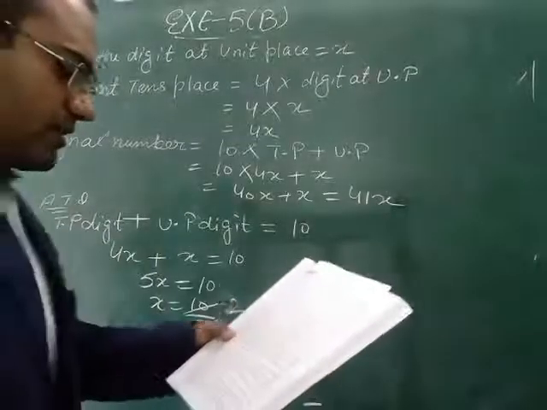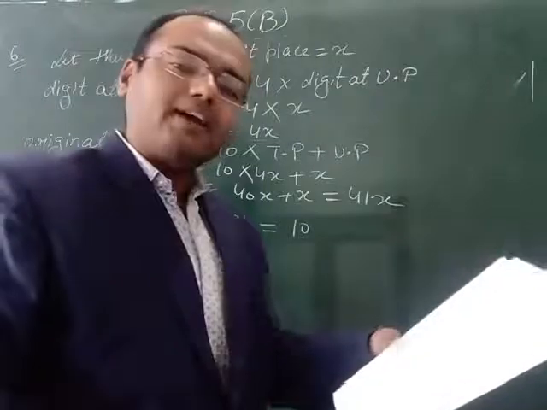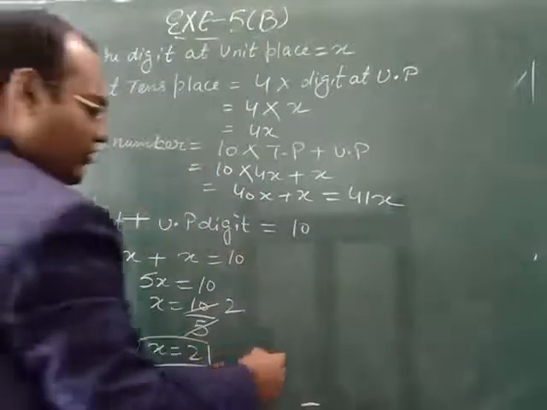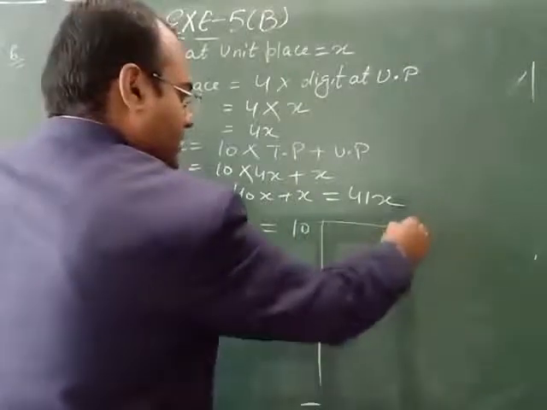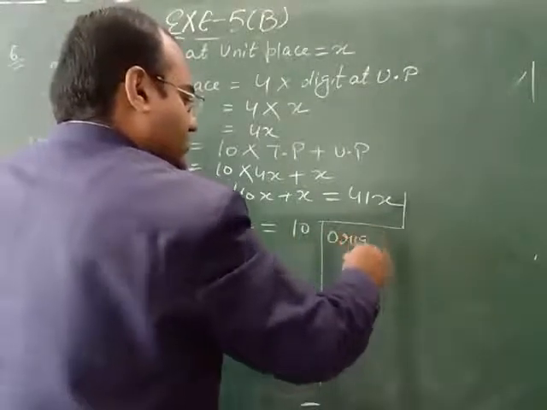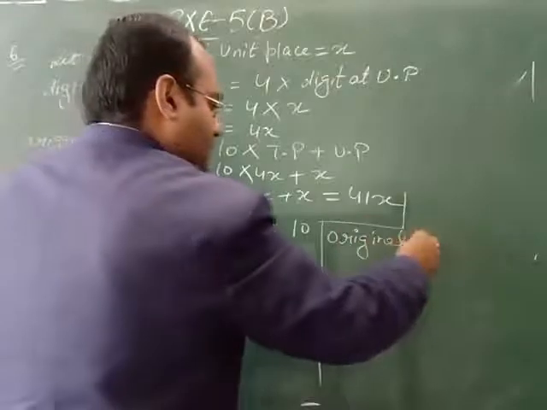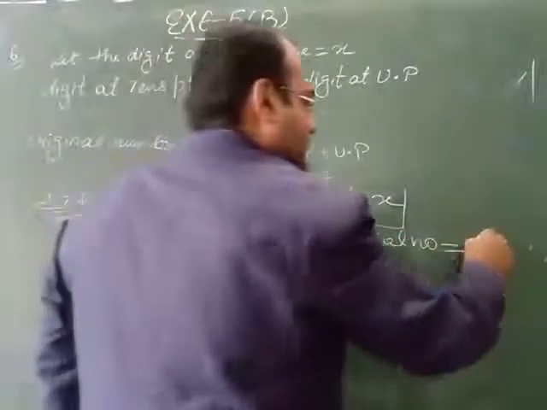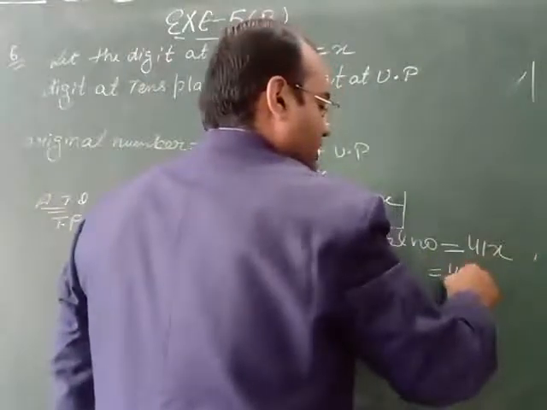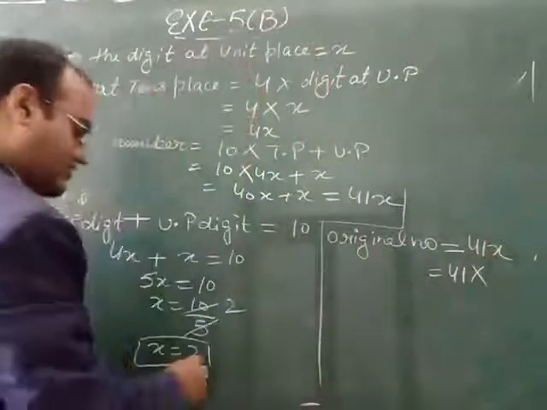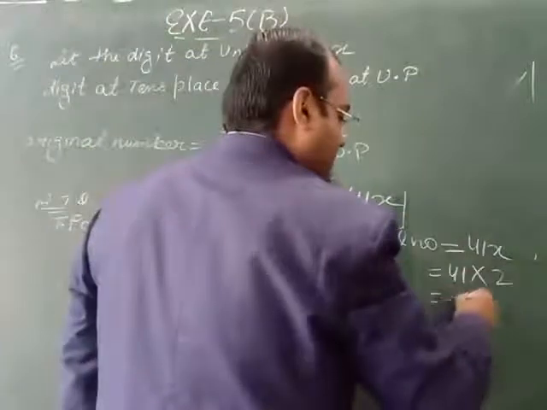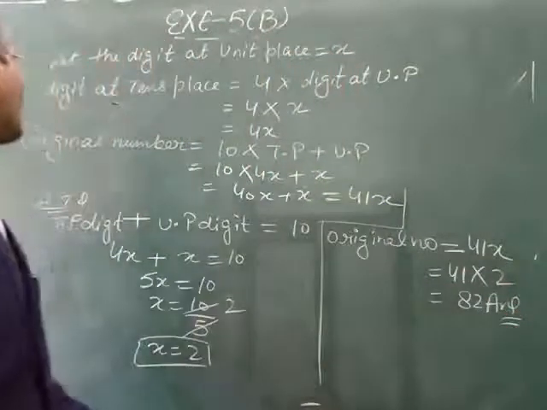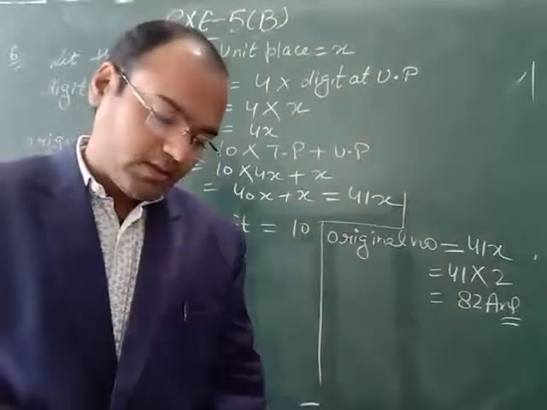What do you have to find? Question, find the number. What is the number? This is the number, original number. So now we have to write the answer of original number. Original number is 41x. That means 41 multiply x value. x value is 2. Then we will get 82 as the final answer. So this is the final answer of question number 6.